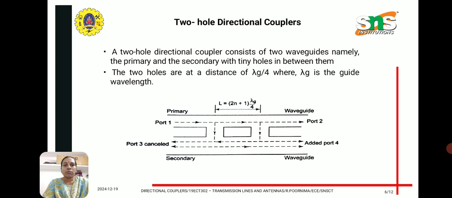Let's see one example of a directional coupler: the two-hole directional coupler. It consists of two waveguides, primary and secondary, with tiny holes in between them. These two holes are at a distance of lambda g by 4, where lambda g is the guide wavelength. It is shown in this diagram: the primary waveguide, separated by two tiny holes, and a secondary waveguide. The length between the two holes is (2n+1) lambda g by 4, so it is in odd multiples of lambda g by 4.